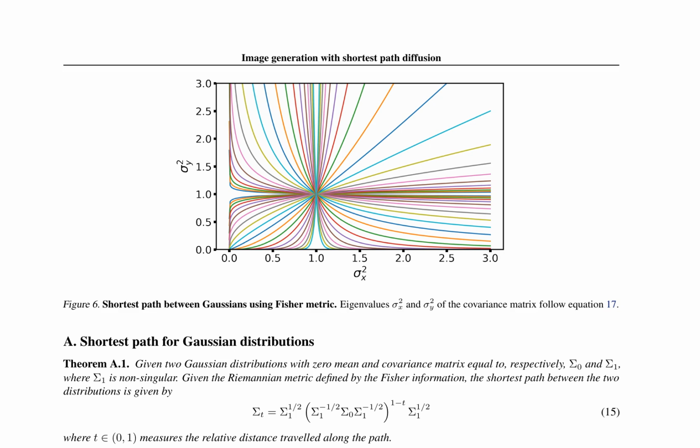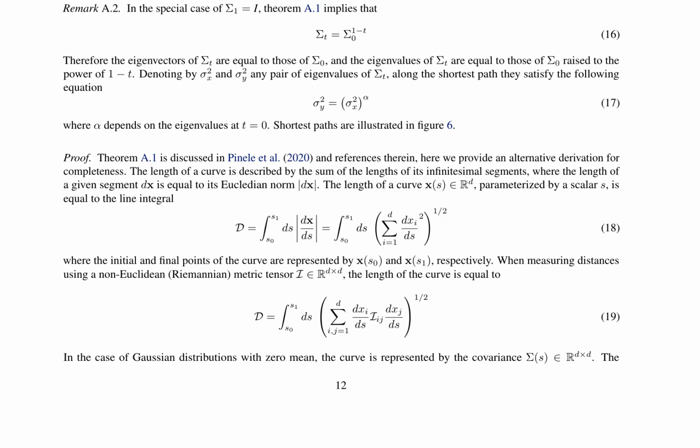The page also includes a proof for theorem A1, which involves calculating the length of a curve using the sum of its infinitesimal segments. The length of a curve x(s) in R^d, parameterized by a scalar s, is given by the line integral d equals integral from s0 to s1 of ds dx/ds, where x(s0) and x(s1) represent the initial and final points of the curve.